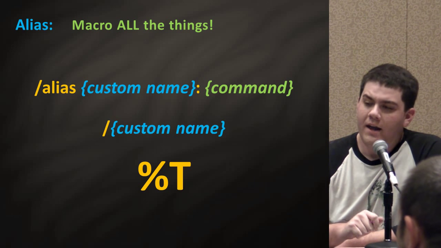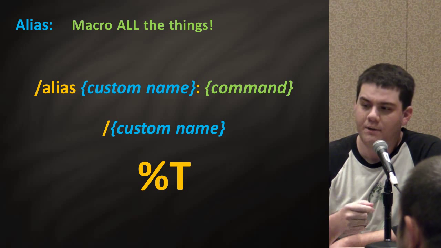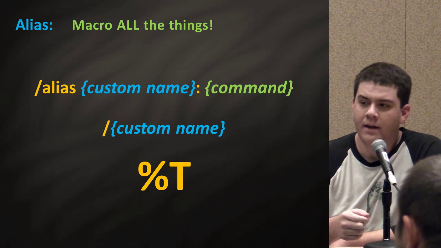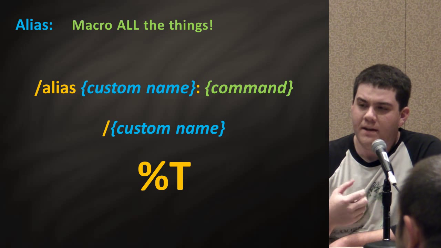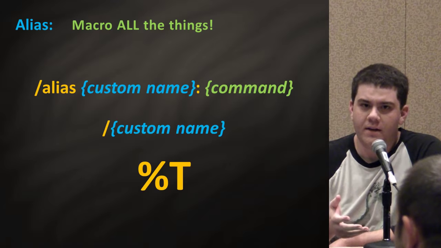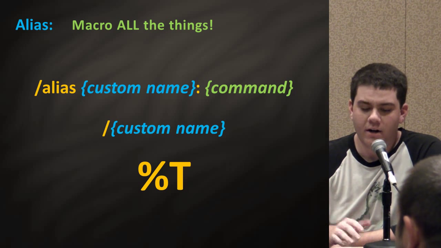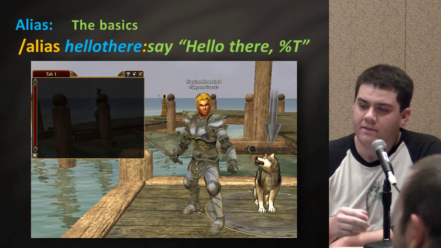For those of you who don't know, when you're typing in EQII and you put percent %t in there, it returns whatever your current target is. So if you do something such as a target command, you can make an alias that says target percent %t. When you do that command later on, it'll do whatever that target was. To give an example of this, I went ahead and made an alias. My new command is called slash hello there.